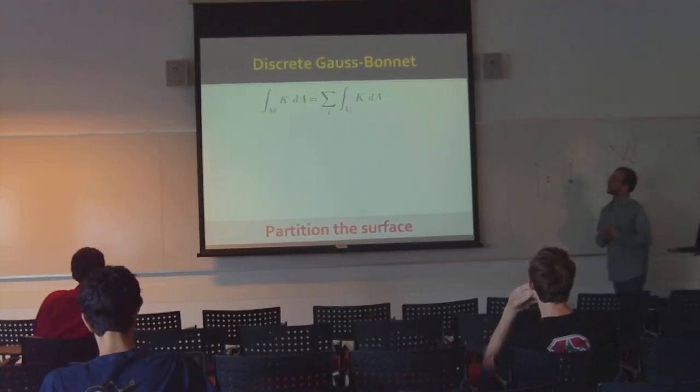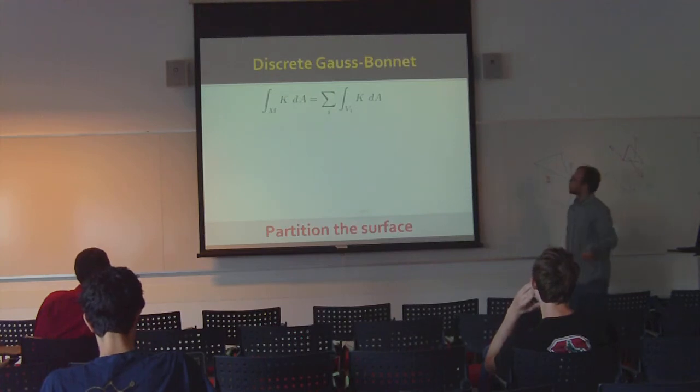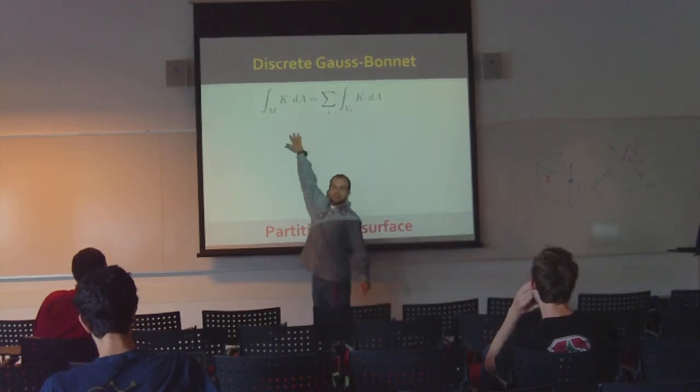Well, what I want to prove to you is the Gauss-Bonnet theorem. Remember, I told you the Gauss-Bonnet theorem is really hard to prove when you have to integrate curvature along a surface, you've got the geodesic term and all this stuff. But I can prove the discrete Gauss-Bonnet in like 5 minutes. So let's say I want to integrate curvature K along my surface M.